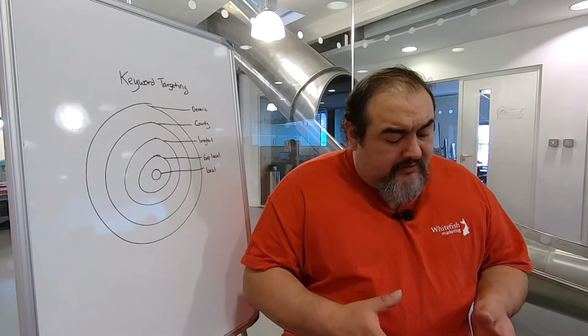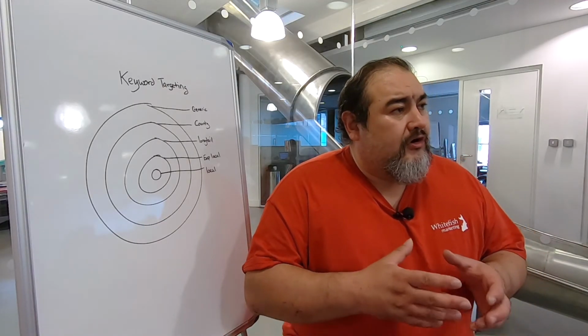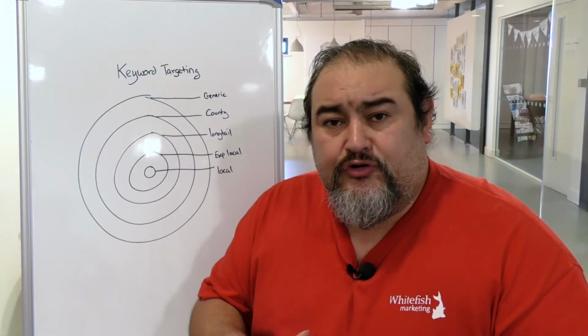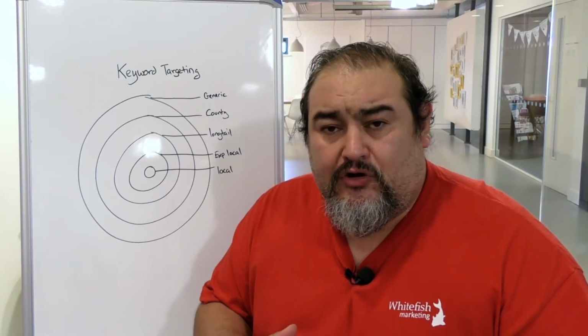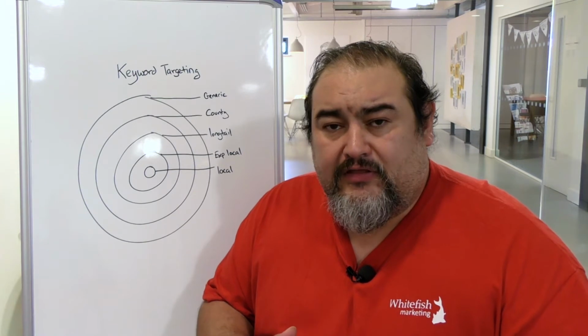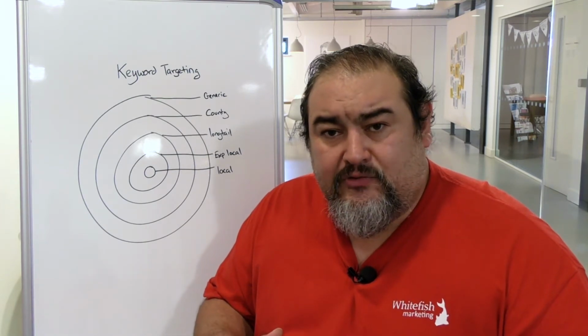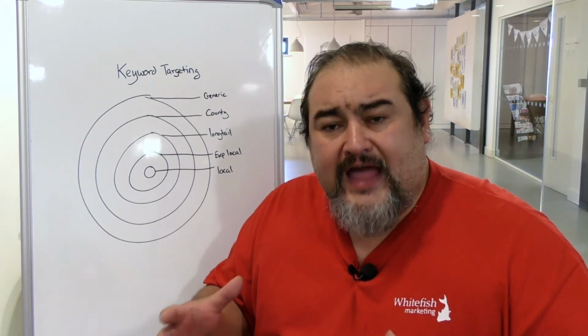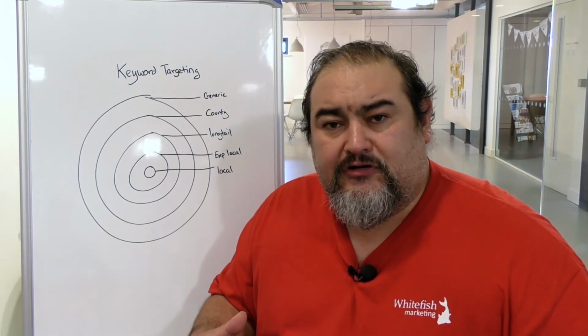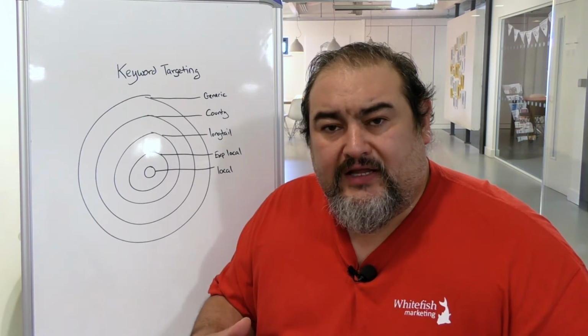So if you are an accountancy firm looking to take on the world, do try and realise that is probably not going to happen. We do need to have a look at things at a local level first, then expanded local, then your long-tail keywords, then your county, and then eventually, ultimately, we can have a look at the generic and nationwide keywords.